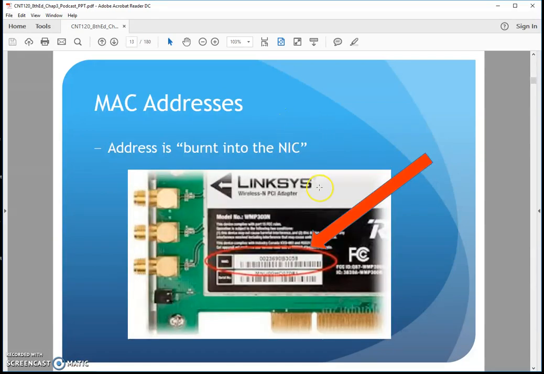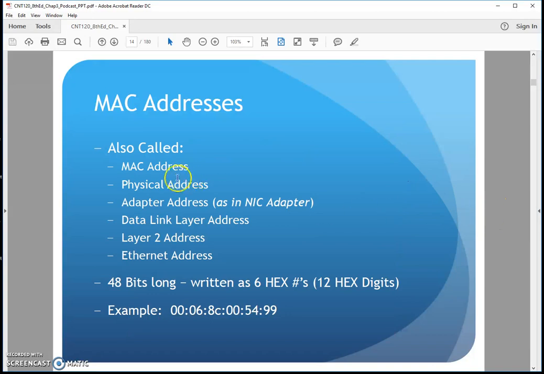Again, this is burned in on a NIC. Here's a wireless card that actually has the MAC address printed on it, just to give you an idea. I think it was the picture that was in the book. I mentioned these are also multiple names for it. 48 bits long. Here's another sample as well. This is kind of what I have written on the first slide, in a different format for you. So either one of these hopefully will click for you.